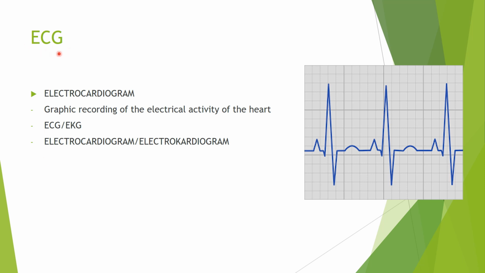ECG, it is an electrocardiogram. Electro means electrical activity, cardio means heart, and gram is the graph. So in short, electrocardiogram is a graphic recording of the electrical activity of the heart. It can be written as ECG or EKG, both are same. EKG is the abbreviation of electrocardiogram, which is written in Greek.